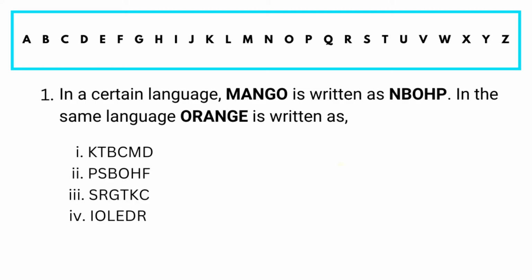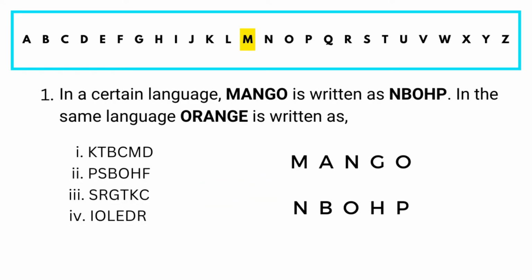Now here comes my second tip. Check the number of letters of the original word and the coded word. Here, mango has 5 letters and NBOHP has 5 letters, which is good because it implies that there might be a one-to-one relationship between the letters. So this is my third tip. We write down the mango here and write the coded word exactly below.